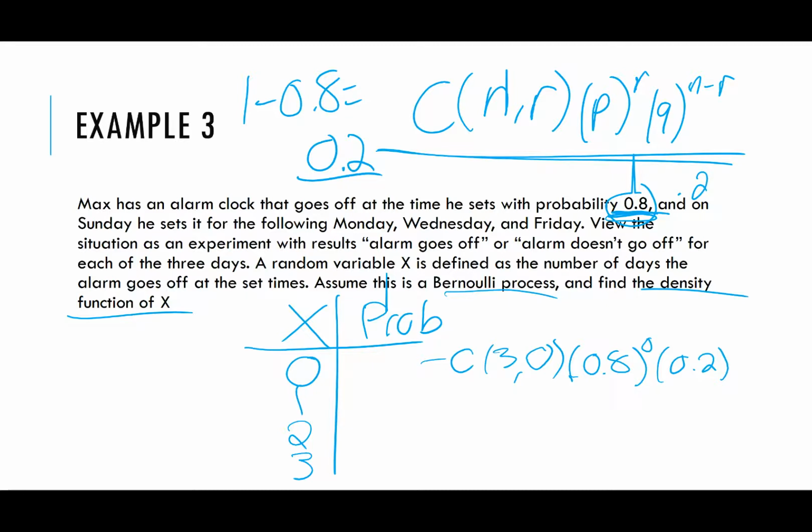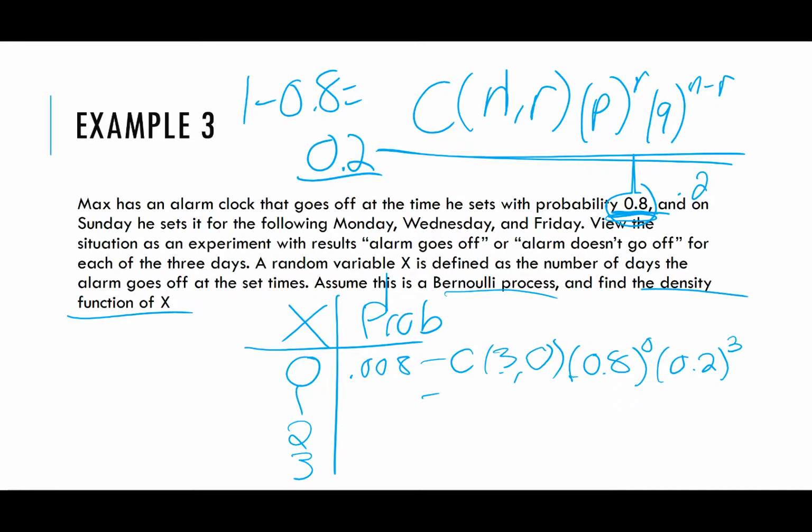Now, n minus r. N we said was 3, and r was 0, so 3 minus 0 is just 3. So that's the formula I would plug in the calculator. And I think in the calculator that gives us 0.008 probability, which is a very, very small probability, less than a 1% chance.